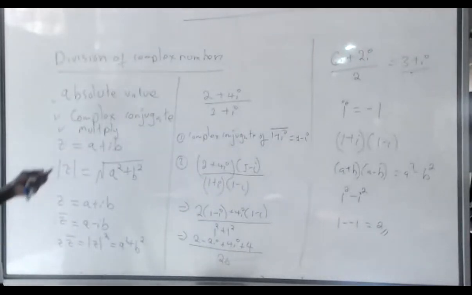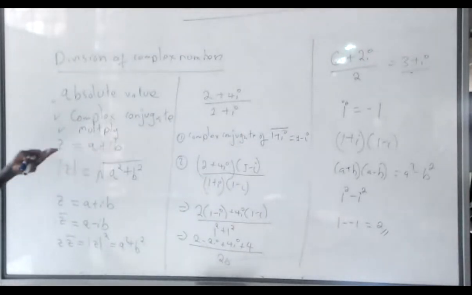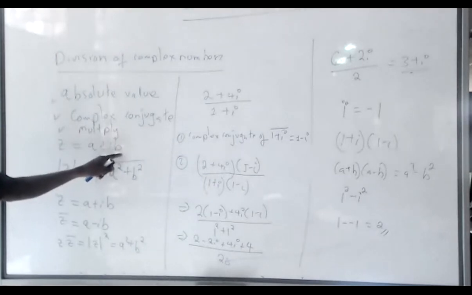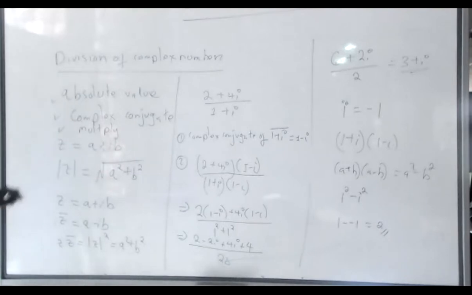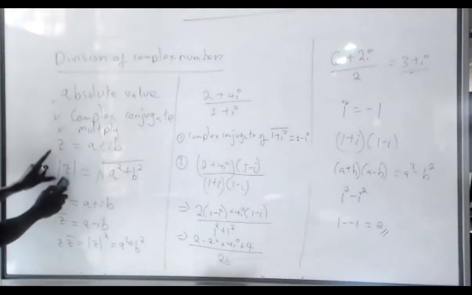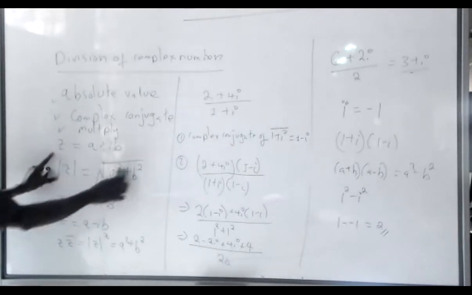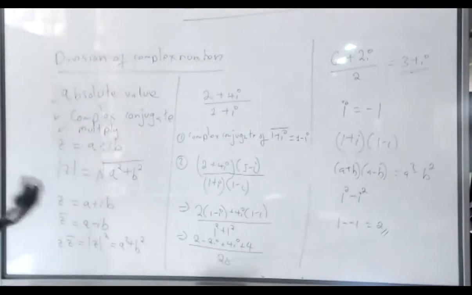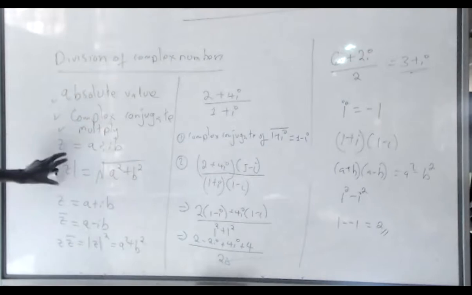Okay, so given any complex number z with the real part a and the imaginary part b. So I said the imaginary part is simply the coefficient of i. Good. The definition of the absolute value is that if z is a plus ib, then the absolute value is simply the square root of the real and imaginary parts squared, and you sum them. This is how you compute the absolute value.